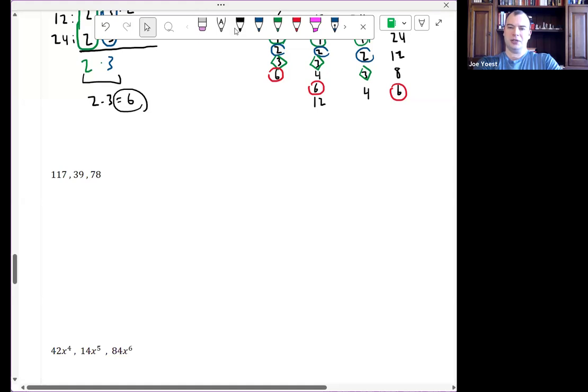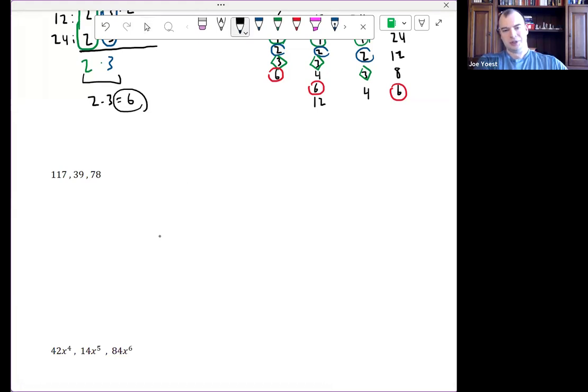Okay, so let's do that process on numbers that are a little more challenging. 117, 39, and 78. So what's the greatest common factor? Well, let's start with 39, and then 78, and then 117. So 39 is, well, I think that's 13 times 3.